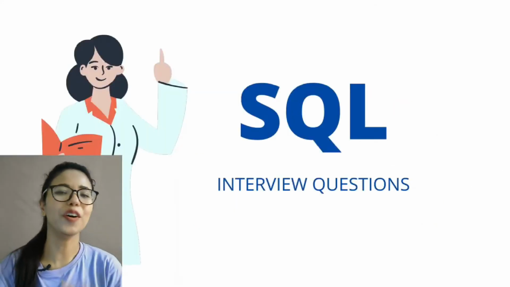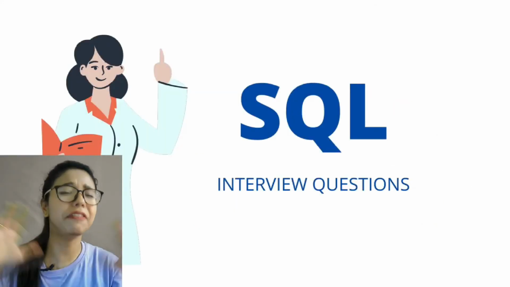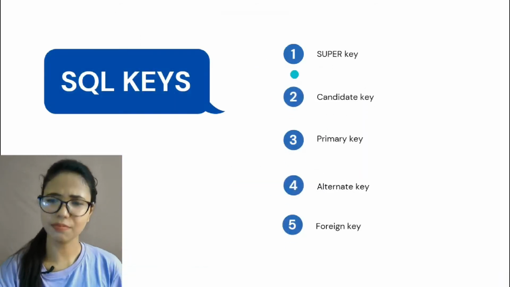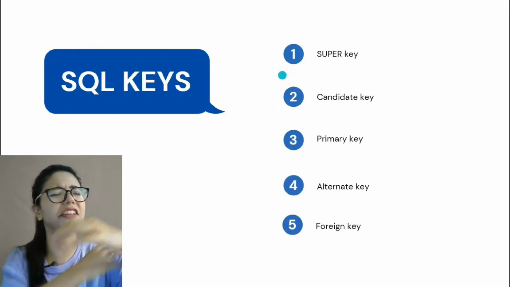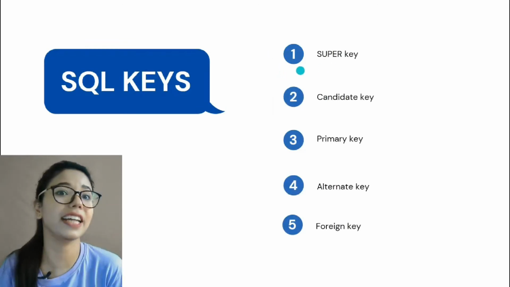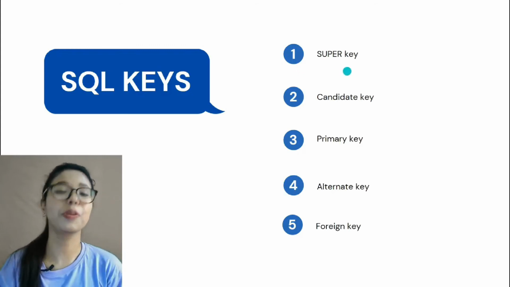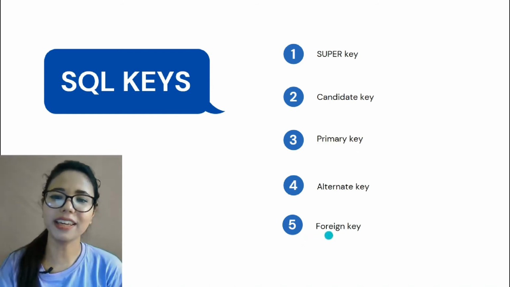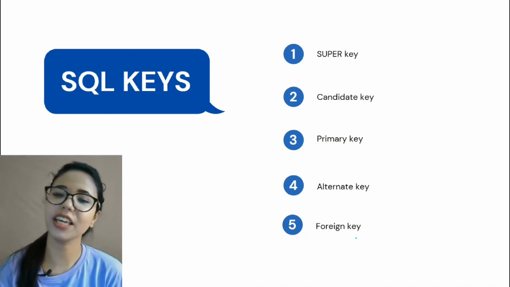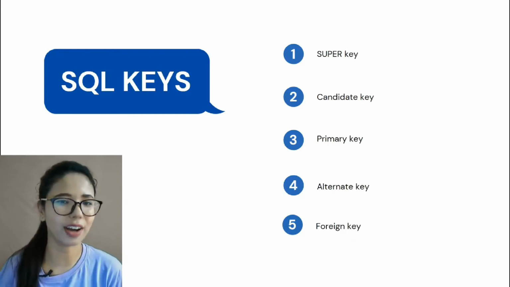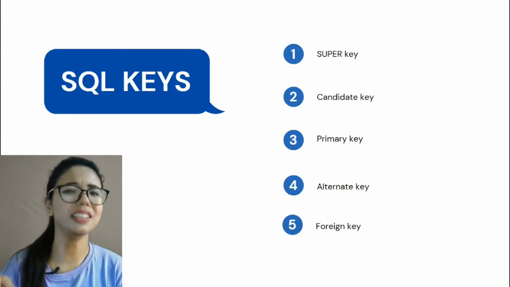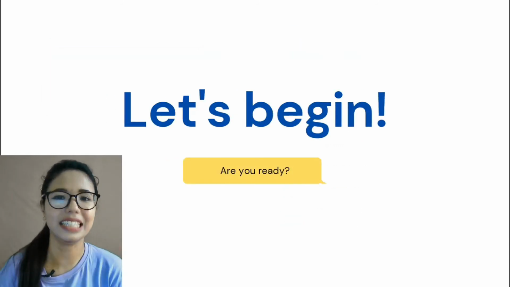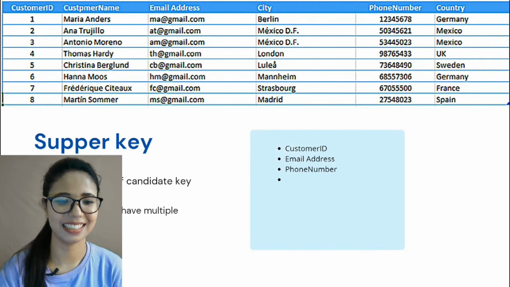In today's video, we are going to see the different types of keys in SQL or DBMS, and we'll see them with one example and differentiate how we can identify the key in a table. The keys I'm going to cover today are super key, candidate key, primary key, alternate key, and foreign key. And trust me, after seeing this video, you will not get confused regarding the keys. So let's get started.